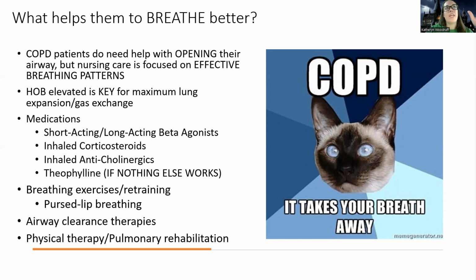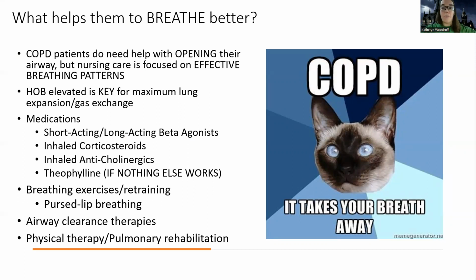So head of bed elevated is key for maximum lung expansion and gas exchange. I think I explained this in the other lecture video, but effectively what you want to think about is that if I'm sitting with my back up against the bed or laying down, the front of my chest can expand out, but the back of my chest cannot expand back because I have something pushing against it.